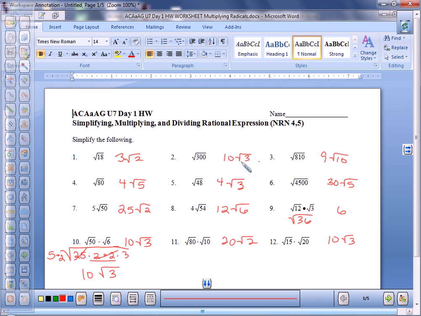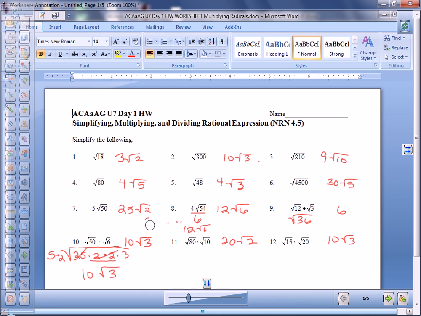Number 8. Okay, so when you look at number 8, what is the largest perfect square that will divide into 54? Well, that is 9. 9 times 6 is 54. 9 is the largest perfect square that divides into 54. Well, the square root of 9 is 3, and when you pull it out, it becomes multiplication. So 3 times 4 is 12. So the answer is 12 root 6.